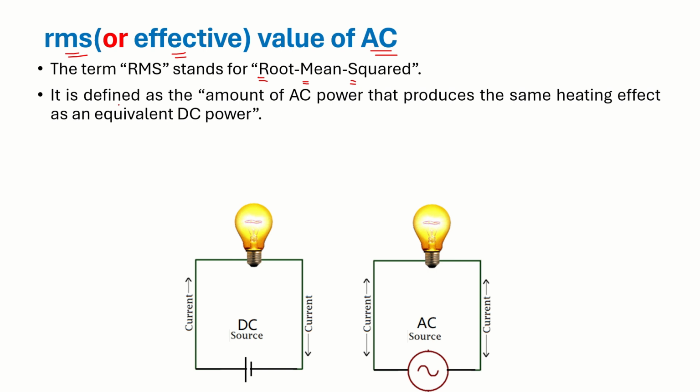So what is RMS? Simply we can define it as the amount of AC power that produces the same heating effect as an equivalent DC power. Suppose when we connect a resistor, or a bulb or anything, to a DC source, it is giving out some heat energy. I want the same amount of heat when we connect the same resistor to an AC source. This is possible only with the RMS values, then only the heat produced by both is the same. So that's why we take the RMS values.